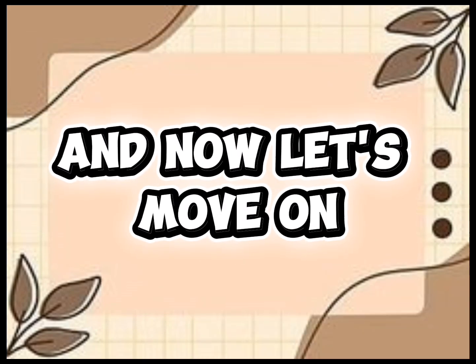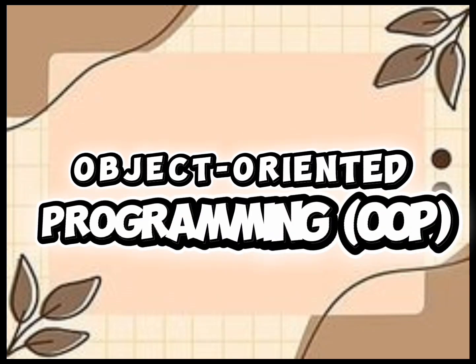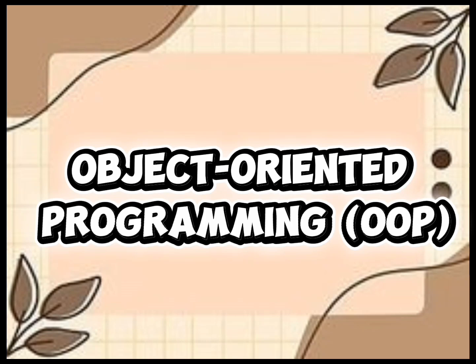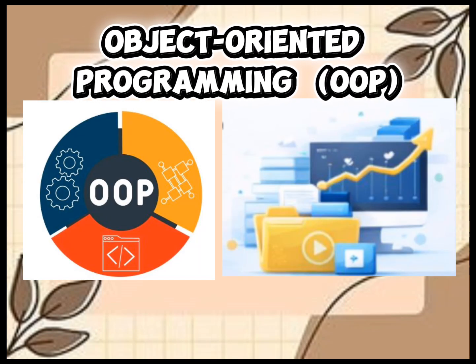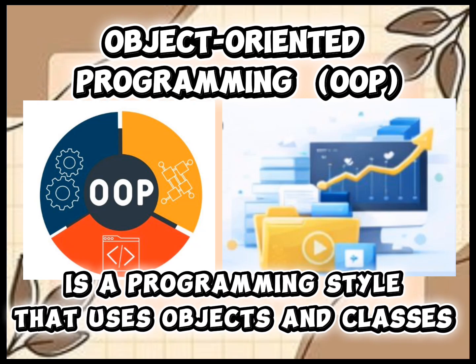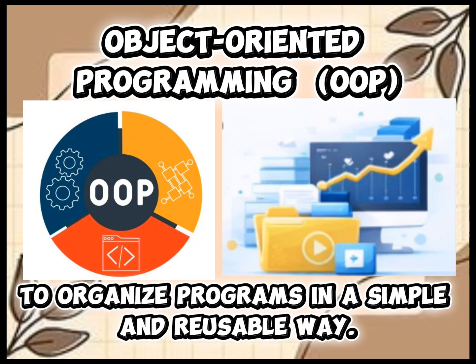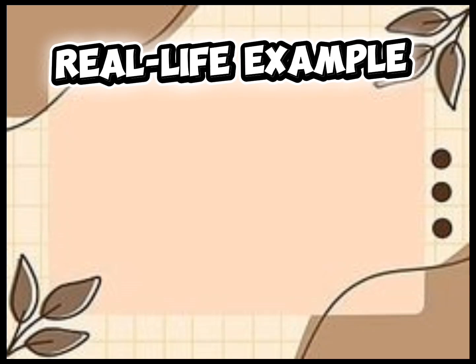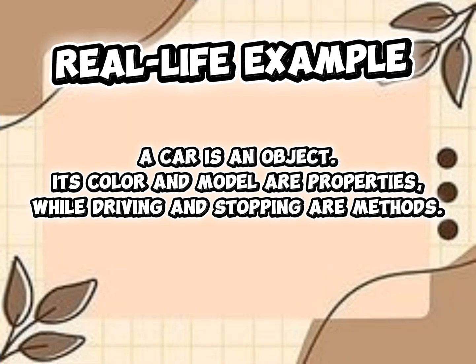And now, let's move on to our last but not the least topic, the object-oriented programming or the OOP. So, object-oriented programming or OOP is a programming style that uses objects and classes to organize programs in a simple and reusable way. The real-life example of object-oriented programming is a car is an object. Its color and model are properties, while driving and stopping are methods.